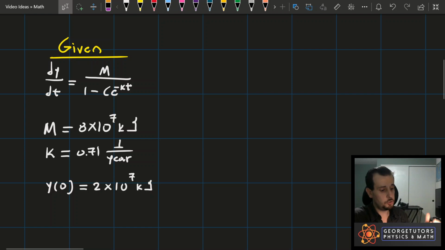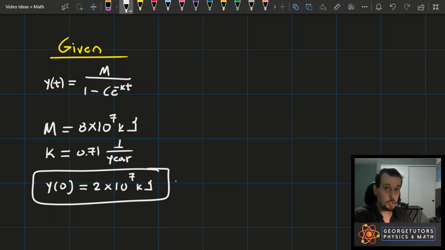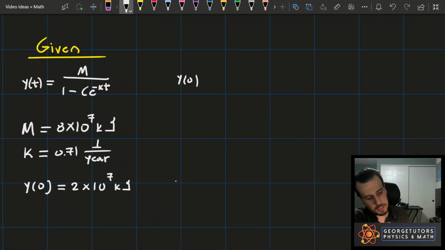Or in fact, I should just say what they do right now to this answer that we've obtained here for the population. That's what I want to see right now. So what I'm going to do is use first the initial condition, which is y of 0. I am saying that y of 0 right now is equal to 2 times 10 to the 7 kilograms. But the right-hand side needs to also reflect this.